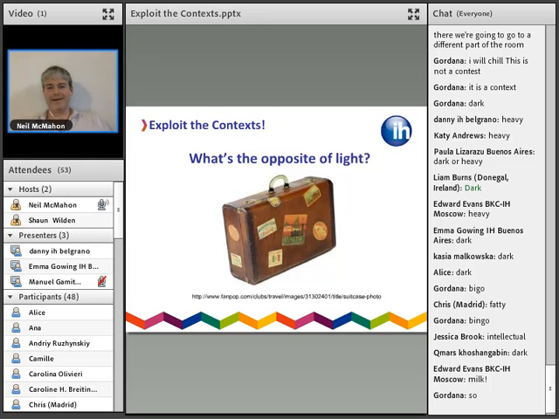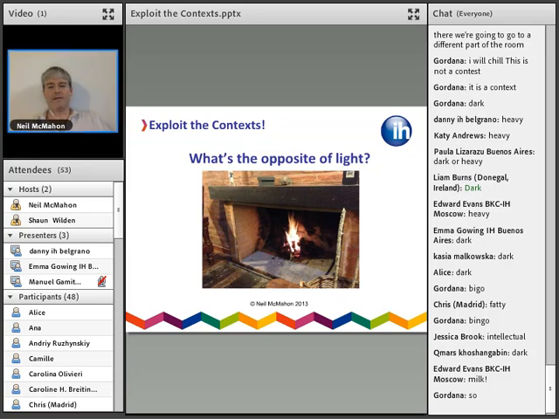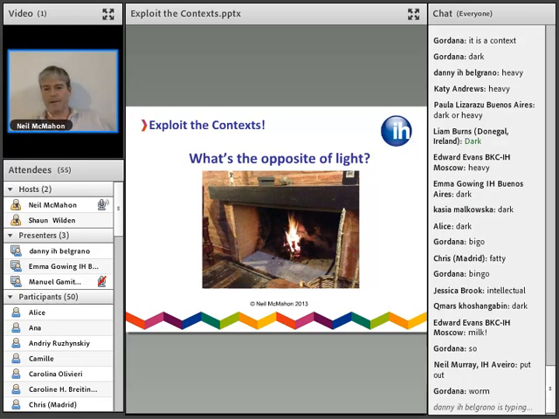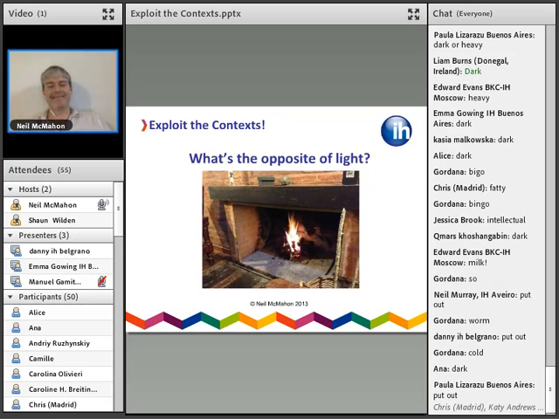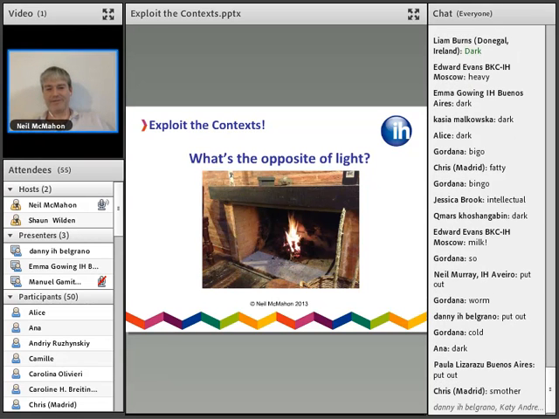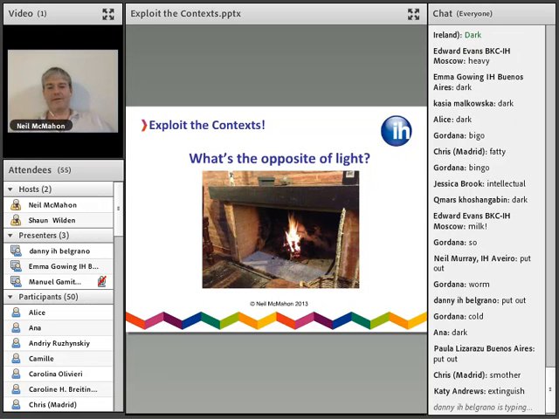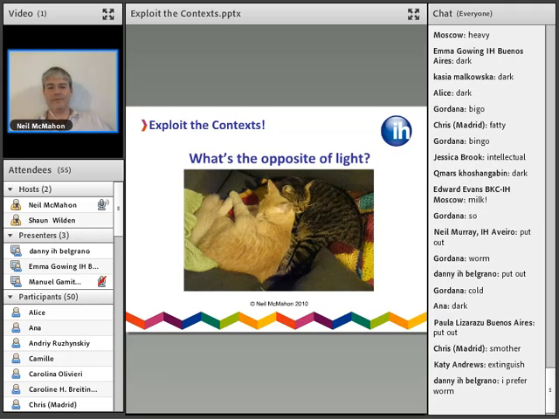We knew it was between Gordana and Danny. Gordana was quickest on the keyboard and said dark. Danny, on the other hand, said heavy. And of course, you're both correct, as Paula has pointed out. Gordana, I thought big was another opposite of light, but I think you're just celebrating your victory. Brilliant. So let's see what we think. Milk, Edward. We'll come to milk.